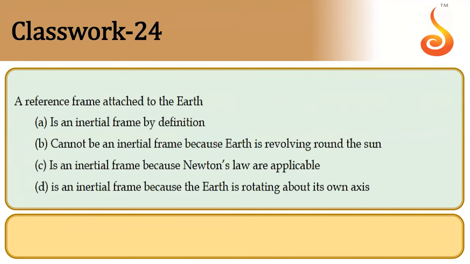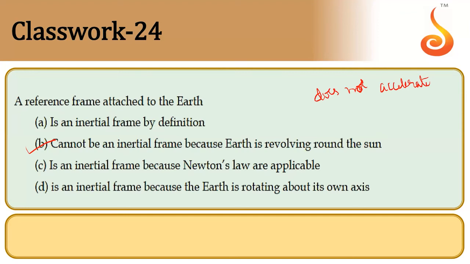A reference frame attached to Earth is an inertial frame. By definition, cannot be an inertial frame because Earth is revolving around the sun. Is an inertial frame because Newton's laws are applicable. Is an inertial frame because the Earth is rotating about its own axis. See, inertial frame means one which does not accelerate. So Earth cannot be an inertial frame because Earth is revolving around the sun. So it must be option B.